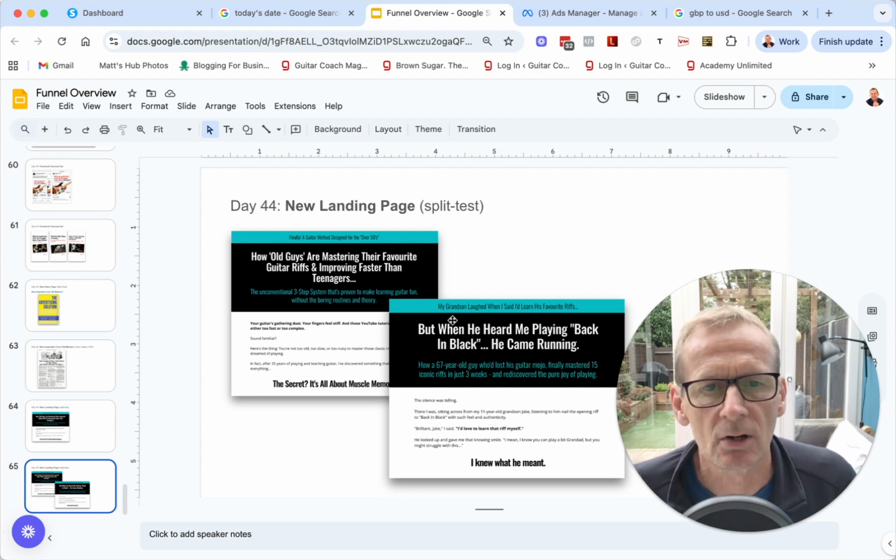It starts off with: "My grandson laughed when I said I'd learn his favourite riffs. But when he heard me playing Back in Black, he came running." How a 67-year-old guy who'd lost his guitar mojo finally mastered 15 iconic riffs in just 3 weeks and discovered the pure joy of playing. That's the opener I'm looking at, and I'm drafting the rest of the copy and hope to get that set up as a split test.